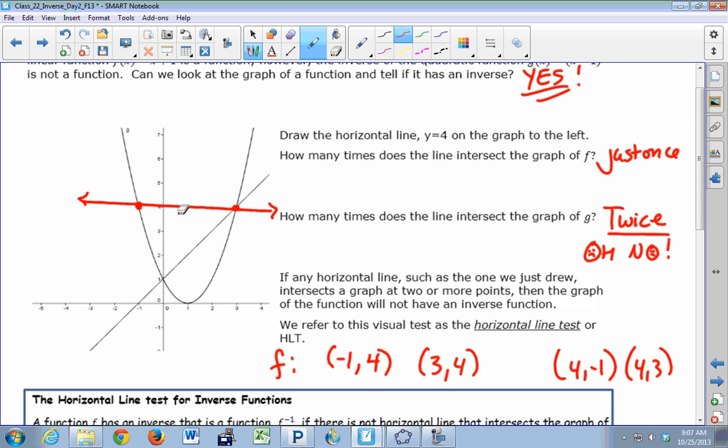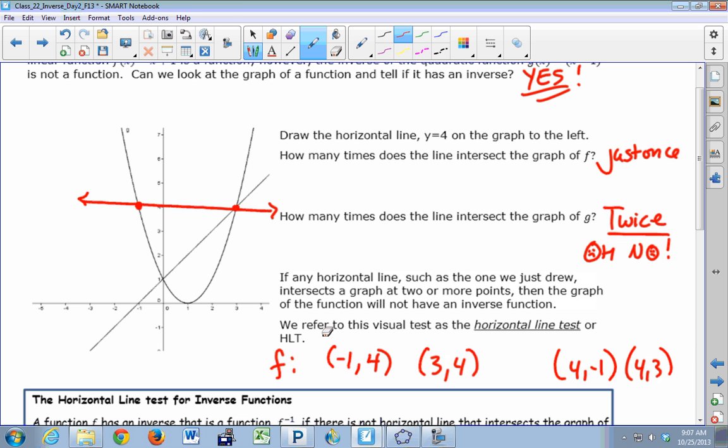So anytime you draw a horizontal line through a graph and it hits your graph more than once, then the function does not have an inverse function. We'll always have an inverse, it's just a relation, but you can't describe it in functional notation. So we refer to this visual test as the horizontal line test, or shortened HLT, not BLT, it's HLT, okay? So the horizontal line test determines whether or not you have a function that has an inverse function.